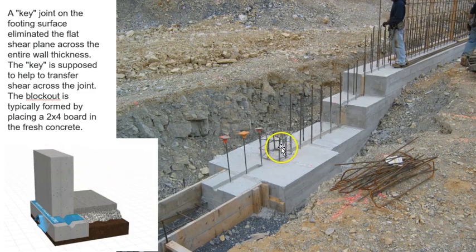And then finally, a stepped footing here, as we just discussed, and I just wanted to point out right here, this is called a key joint inside of a footing. So a key joint on the footing surface is used to eliminate a flat shear plane across the entire wall thickness. So the key is supposed to help transfer the shear across that joint. So essentially, we don't want that wall moving left and right, especially when we have the soil pushing in on it. So this little key joint will help prevent that. Not a very common detail. I haven't seen it a lot, but it's out there.